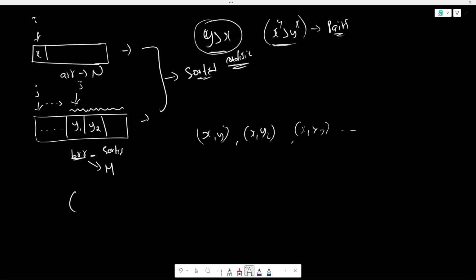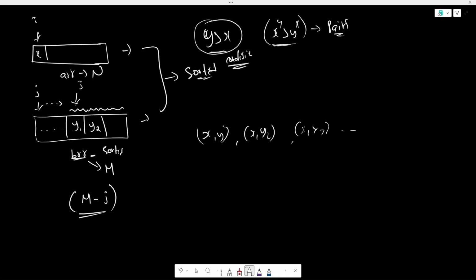So every time, for every x value, I find a jth position so that my jth position value y is greater than the ith position x. After finding that, one thing I can tell is that all the elements to the right side of y are greater than y, so everything will form a pair. That means how to get that number of pairs? We can get it by just subtracting j from my m.